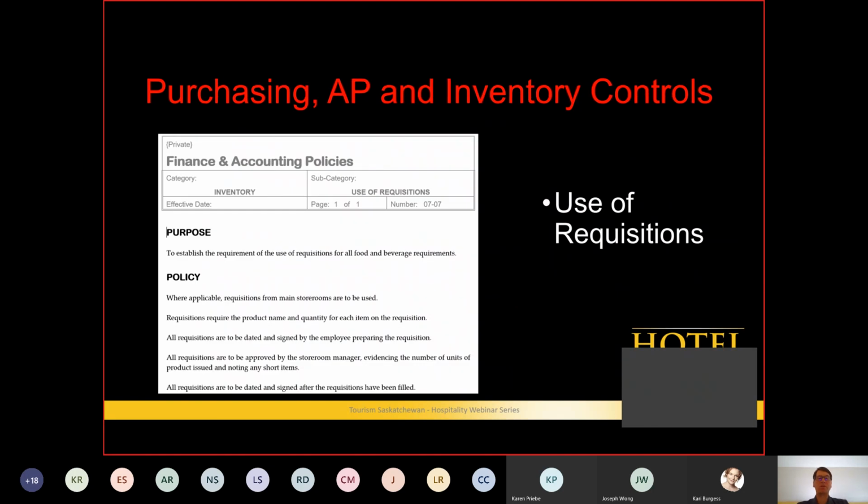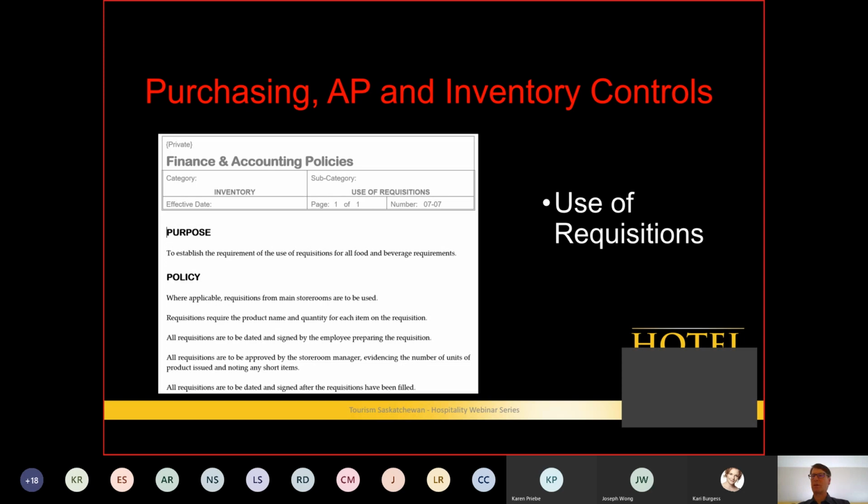Okay, the next one is the use of requisitions. When it comes to beverage and food, we need to have requisitions. If we have a storeroom and multiple outlets, or even one outlet, we need to use requisitions. Nobody gets products from the storerooms, especially the liquor and the food storeroom, without preparing a proper requisition. It's a critical control for your business because people need to realize that the products they're requesting are being controlled. And if you do nothing other than require the use of a requisition, it's still a very valuable control.